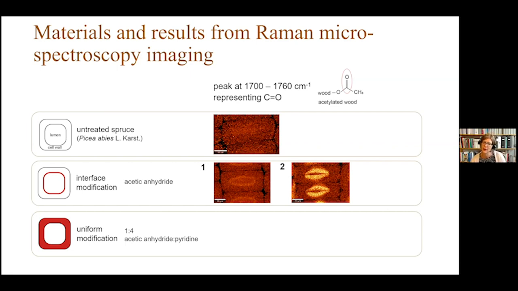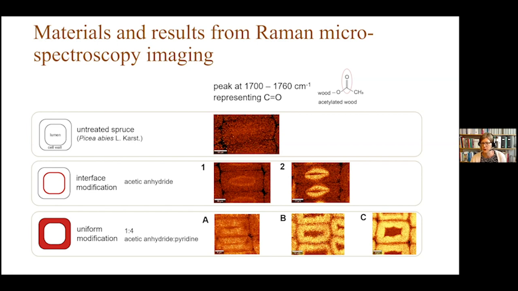If we take a look at the uniform modification, which we did to three different degrees using three different reaction times, we can see that we managed to distribute the modification uniformly in the cell wall. By increasing the reaction time, we also get an increased degree of modification from A to C. So after doing this, we concluded that it seemed to be possible to control how much of the cell wall was modified. Then we wanted to continue to our main question: does this change the interactions between wood and water? And in that case, how?